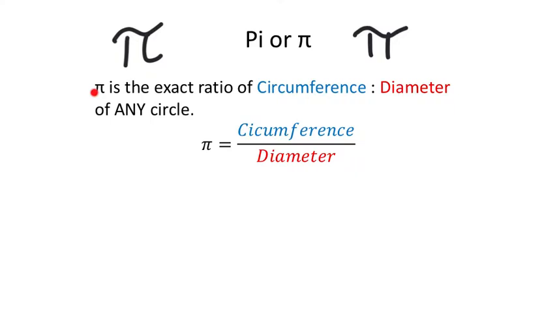So, pi is the exact ratio of circumference to diameter of any circle. If you take any circle, no matter how big or small, no matter if it's the size of the galaxy or Saturn's rings, they could be large like that, or they could be extraordinarily tiny, like the size of a small atom or particle. If you take the circumference of those circles, no matter how big or small, and divide it by their corresponding diameter, you get the ratio pi.